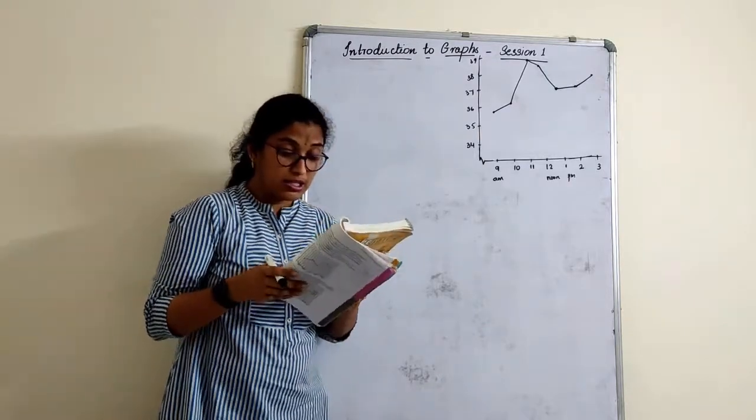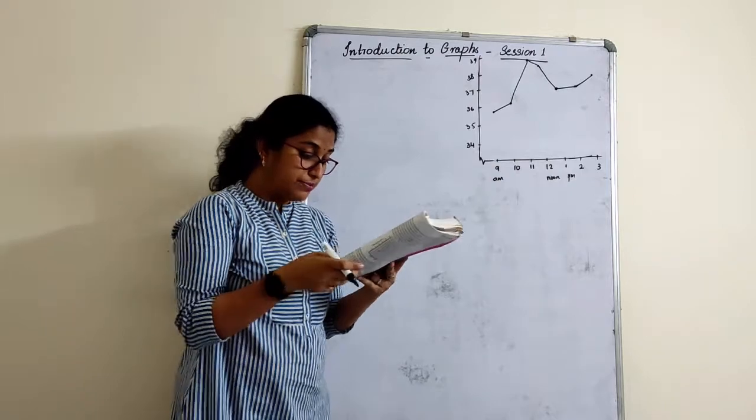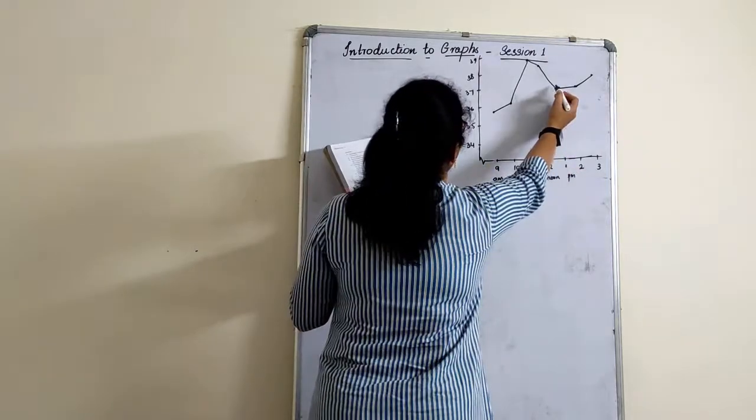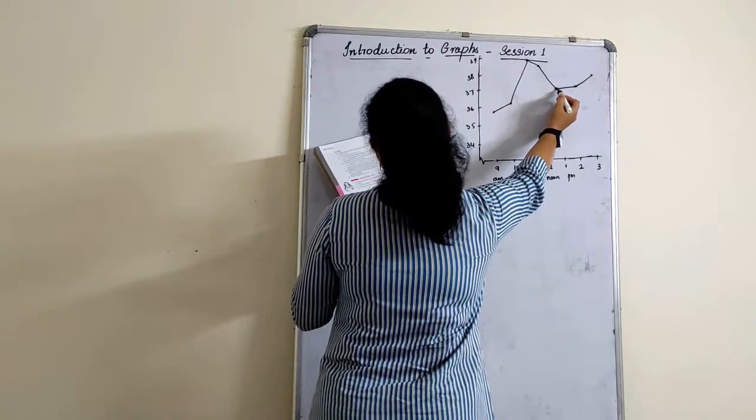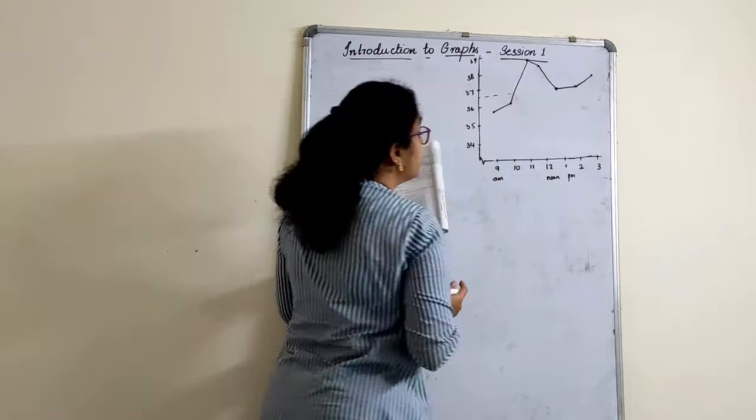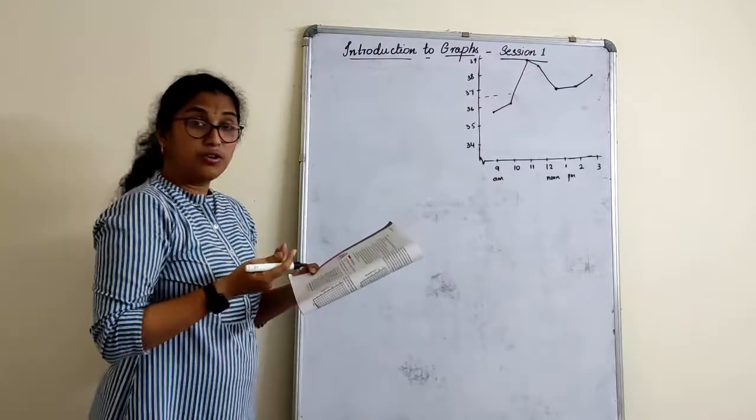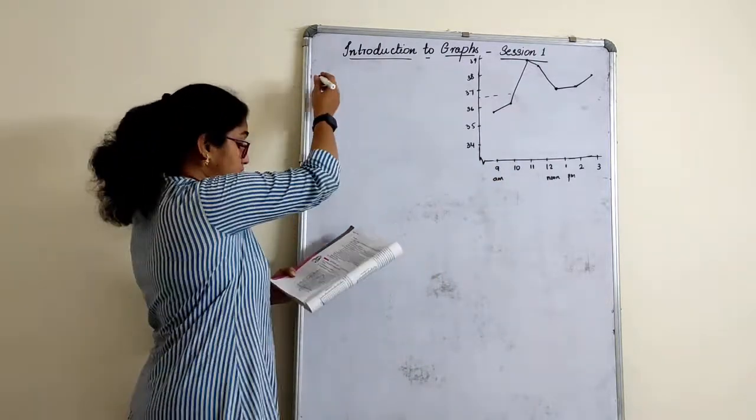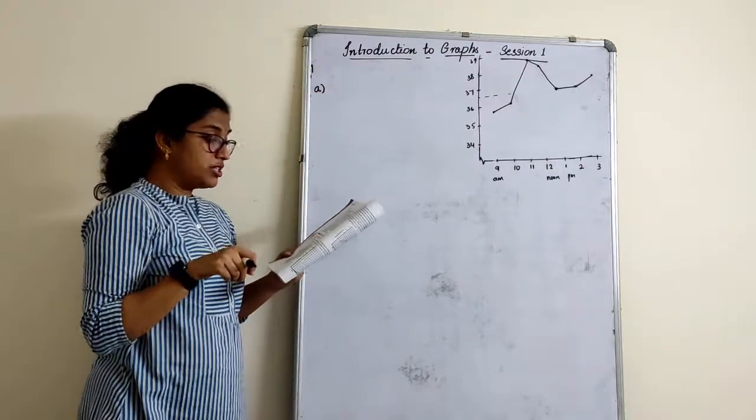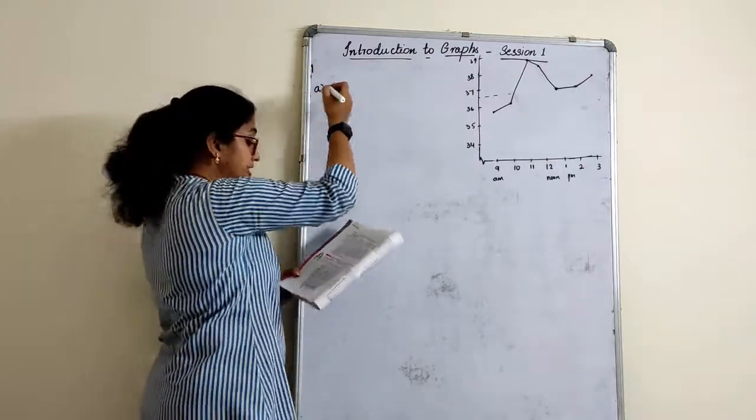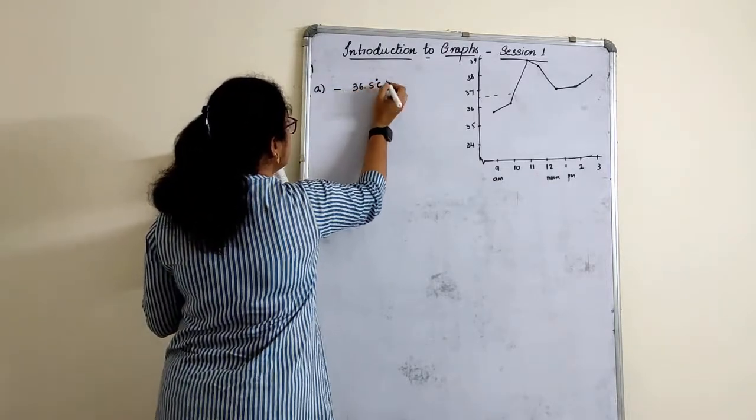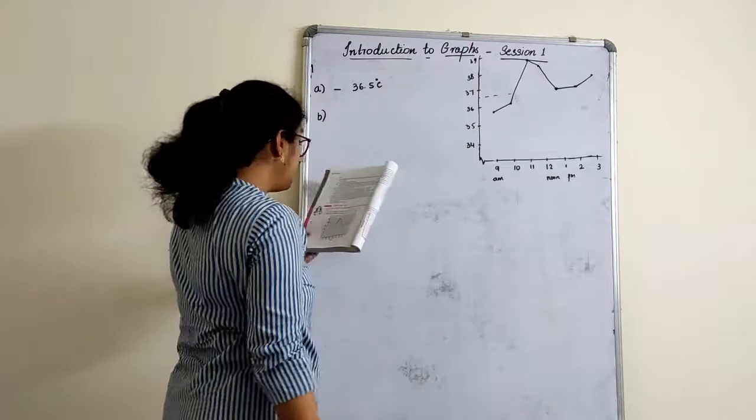What was the patient's temperature at 1 p.m.? So at 1 p.m., what was the patient's temperature? So at 1 p.m., the patient's temperature was 36.5. It is between this. Direct answer, children. What you have to answer this. Question number 1, A part, what you will copy it. What was the patient temperature at 1 p.m.? Just put a hyphen and write it was 36.5 degrees Celsius.